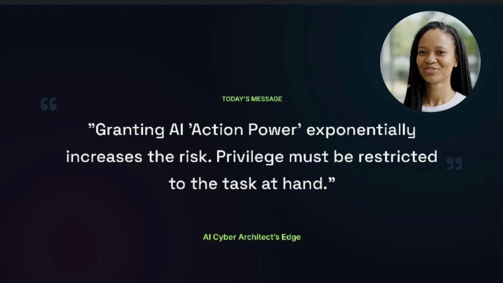I want to anchor our session in today's message. Granting AI action power exponentially increases the risk. Privilege must be restricted to the task at hand. Write this down and let it guide every design decision.